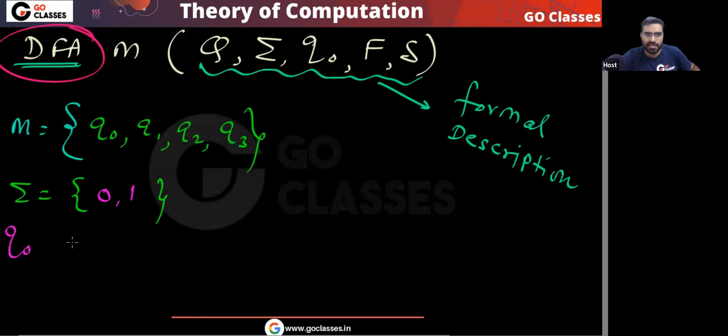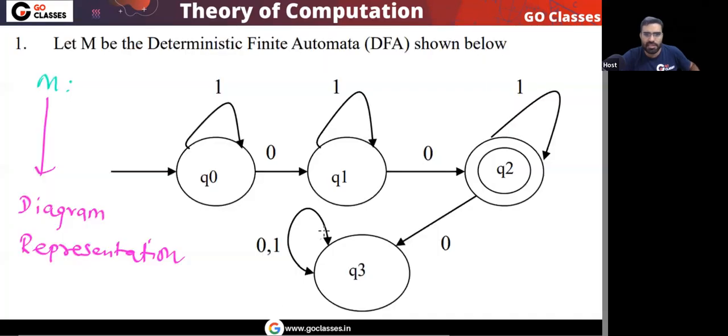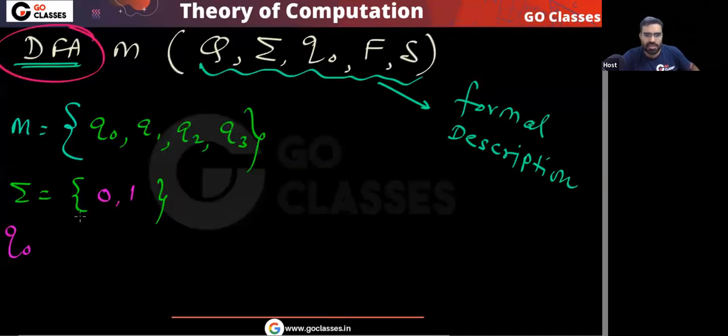What is the initial state? What is the initial state in this DFA? This arrow means initial state. You can notice this arrow which is coming from nowhere. This arrow means initial state. So Q0 is the initial state.